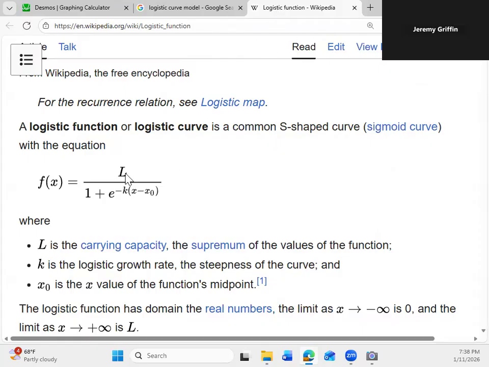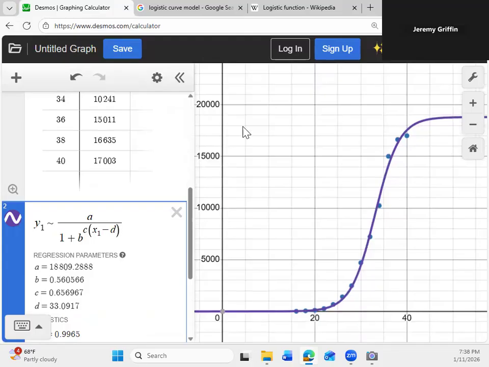In the numerator is just a solid number, which represents the carrying capacity. Here's why that would be the case. If you let this x go to like infinity years, e to the negative infinity basically becomes 0. So 1 plus 0 would be 1. L over 1 would represent the carrying capacity. On this model, it looks about 18,000 or so. Oh, actually, it tells me right here. It's 18,809. That takes the place of that A, and I let Desmos figure that out for me.